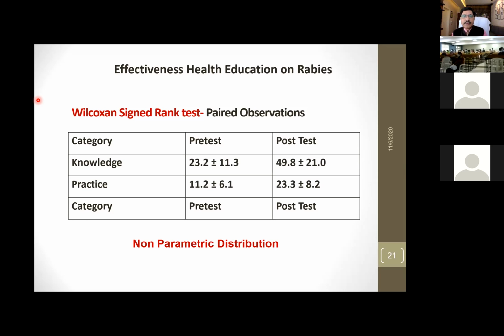At least one of the cells is showing 11.2 versus 6.1. It is not a parametric distribution. So we will probably do a non-parametric test, which is called the Wilcoxon signed rank test.